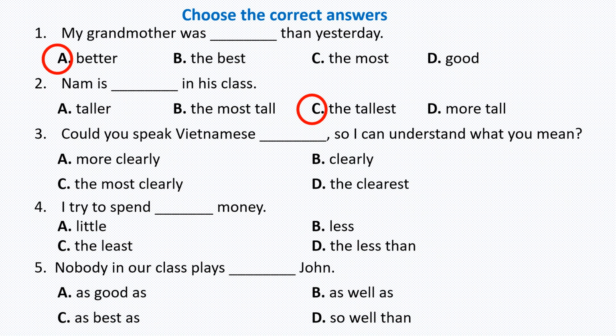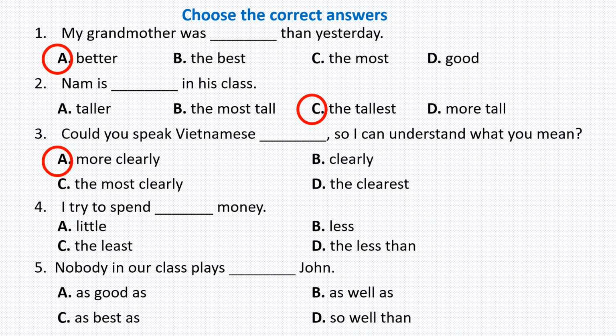3. Could you speak Vietnamese ___ so I can understand what you mean? A. more clearly. B. clearly. C. the most clearly. D. the clearest. Could you speak Vietnamese more clearly, so I can understand what you mean? A is correct.